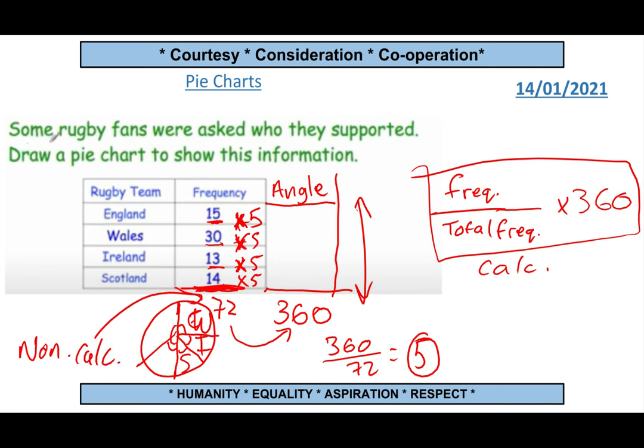Okay, so multiply each of the frequencies by 5. 15 times 5, that's 75. 30 times 5, that's 150. 13 times 5 is 65. 14 times 5, 70. Now, if you just check, if you add all of these up, they should add up to 360. Okay, now let's go and draw a pie chart. You'll need a protractor for this, so please follow as I do this.